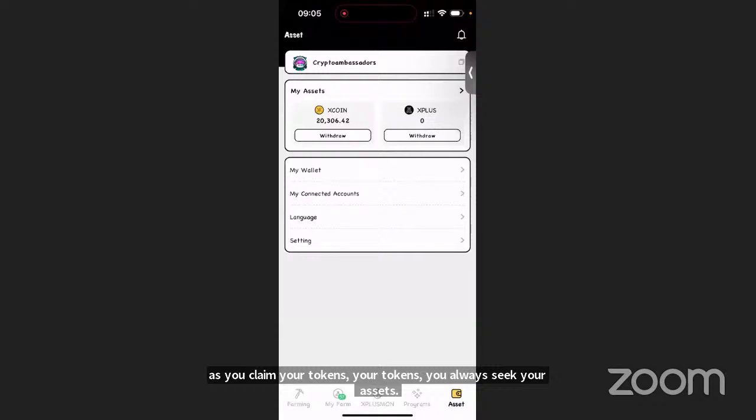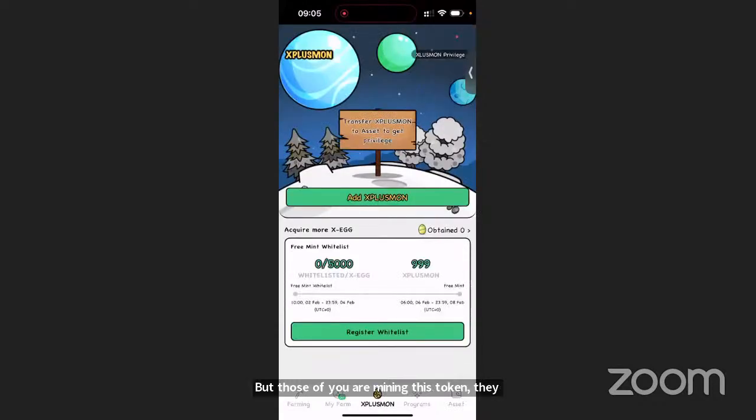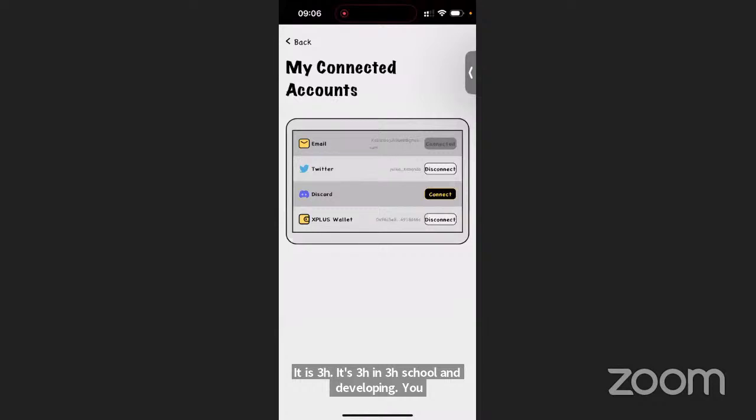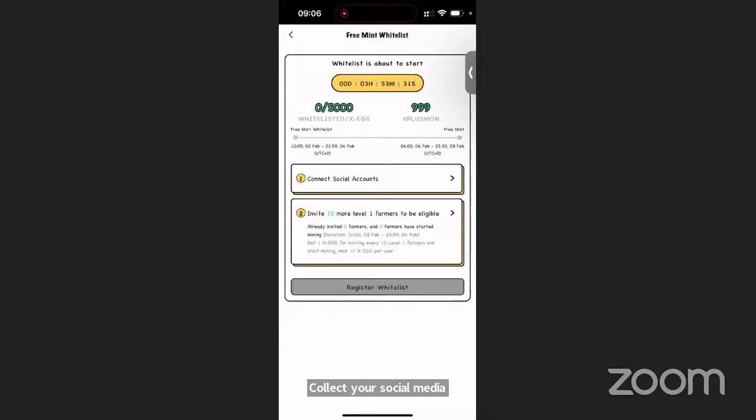But those of you who are mining this token, they have opened for us a new wave called the X plus Moon, where we are going to be getting XEGG tokens. And what are you supposed to do? I don't know whether the whitelist has started. One, you register a whitelist. I don't know, maybe it's not yet open. In 3 hours, it's going to be open. You register a whitelist. Connect your social media platforms.